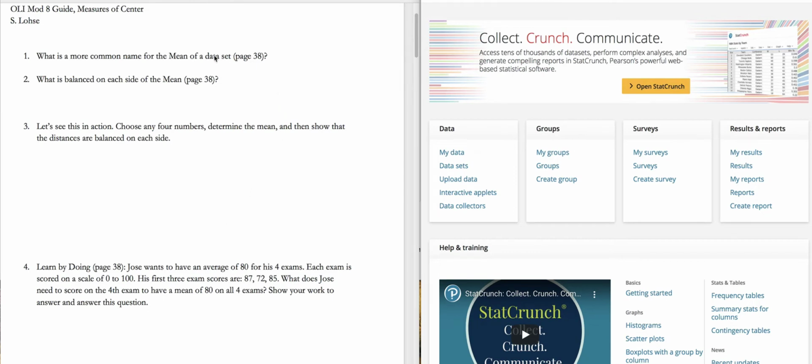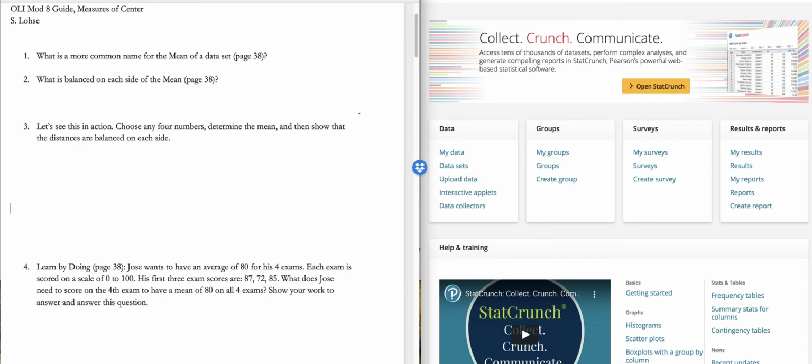The mean is what you used to call an average, so that's the more common name. And what's really important is that we understand the thing that is balanced on each side of the mean is the distances. The distances to each piece of data are going to be the same on both sides of the mean. And to really see that in action for yourself, I wanted everybody to go ahead, just pick any four numbers and see if they could demonstrate this by themselves.